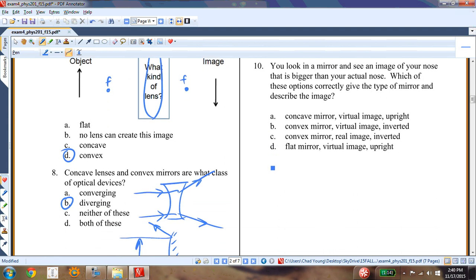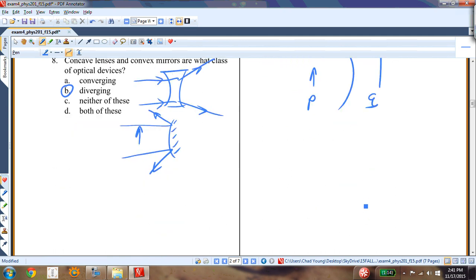Which of these options correctly give the type of mirror and describe the image? Okay, well, this has to be a concave mirror. A convex mirror can only produce images that are smaller than the object. So it has to be a concave mirror, so it gets rid of all of these. So A is the right answer. It is a virtual image and it is upright. Your object is here, your image is here. This is P, this is Q. It's a virtual upright image.